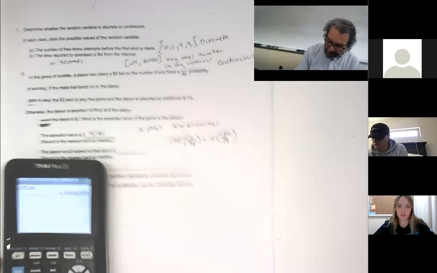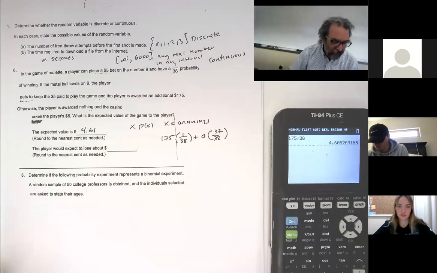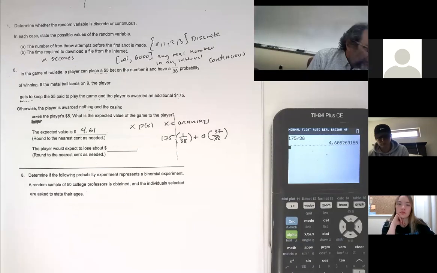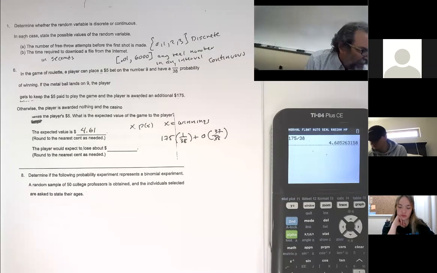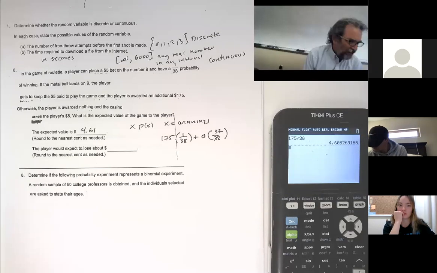So on average, each spin of the wheel would get you $4.61. Most of the time it gets you nothing. Every once in a while you get $175. On average you get $4.61. Unfortunately, you're paying $5 to play. But you get your $5 back when you win. I don't think they want us to think about that, but I'm thinking about it.